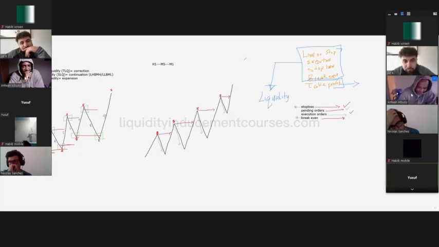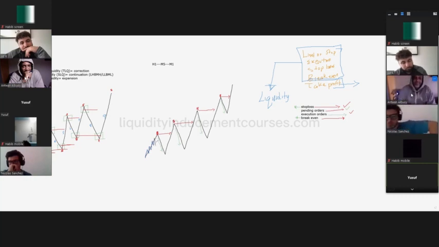Now, if you look at this here, you're going to see that this black, for example, can be the higher time frame, which is the 1 hour. Then the 5 minutes could come as the internal structure. So the 5 minutes could be something like this: higher high, then higher low, higher high, then higher low, higher high, then higher low, higher high.